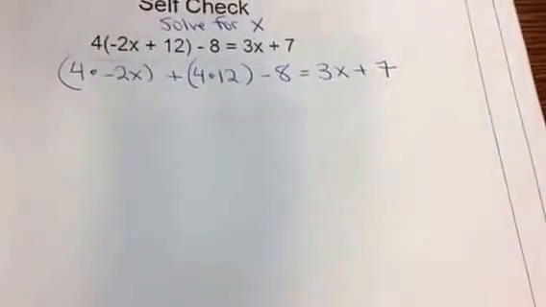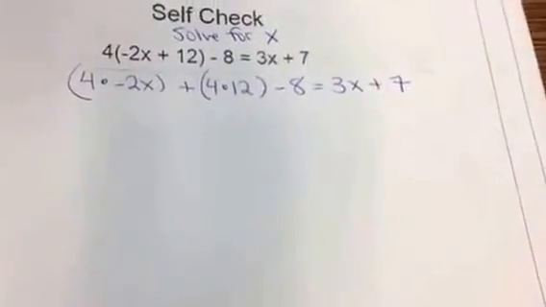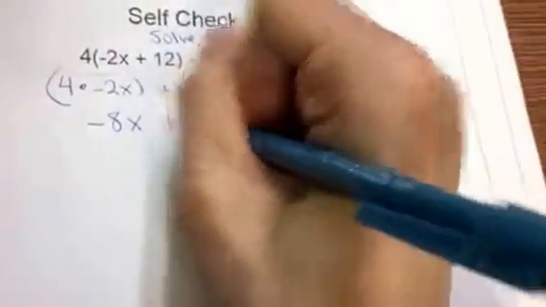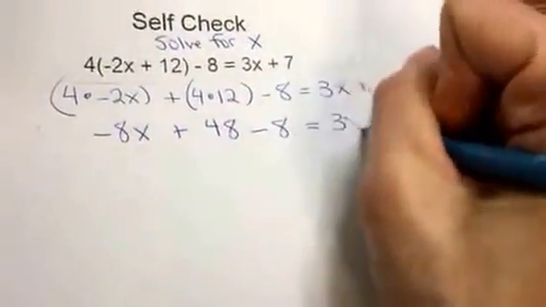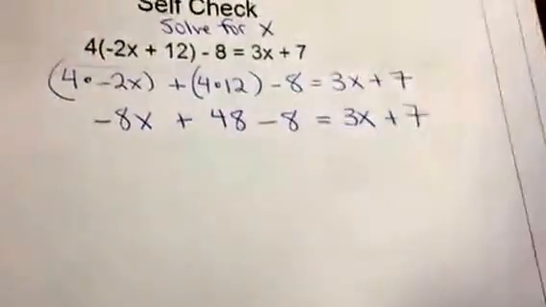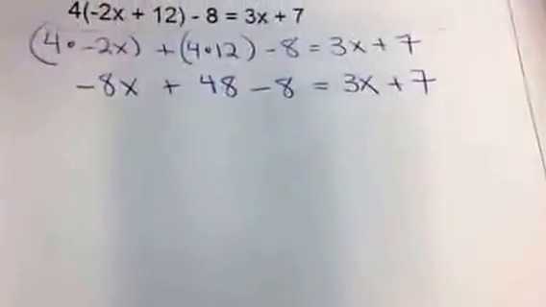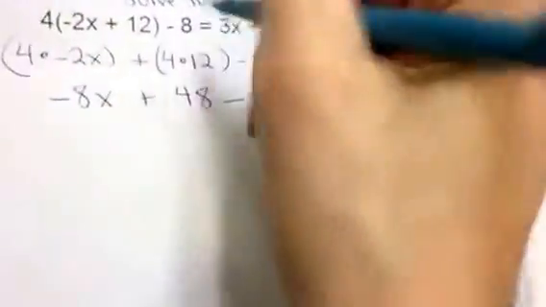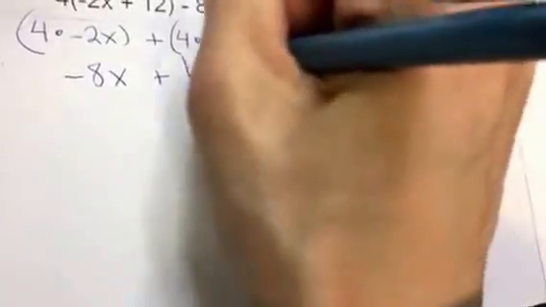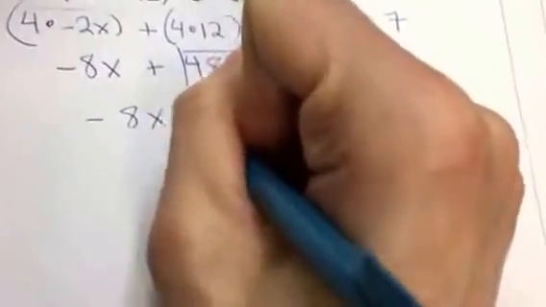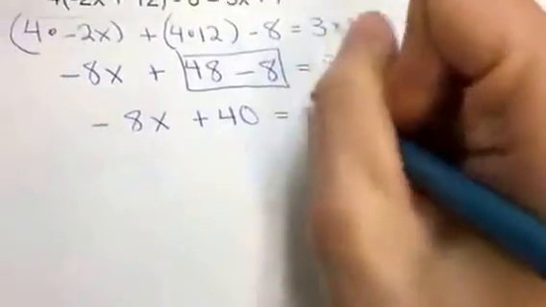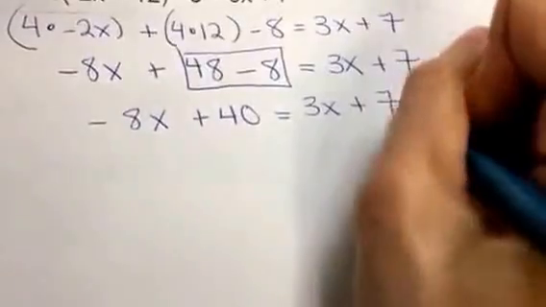Okay, and all I'm doing there is I'm just distributing. I'm just expanding the distributive property. Everything else is the same. Okay, so now what I have is negative 8x plus 48 minus 8 equals 3x plus 7. So in this case, what I'm going to do to simplify it before I actually start to solve is actually combine my numbers. I'm going to do 48 minus 8. So now what I'm going to have is negative 8x plus 40 equals 3x plus 7.